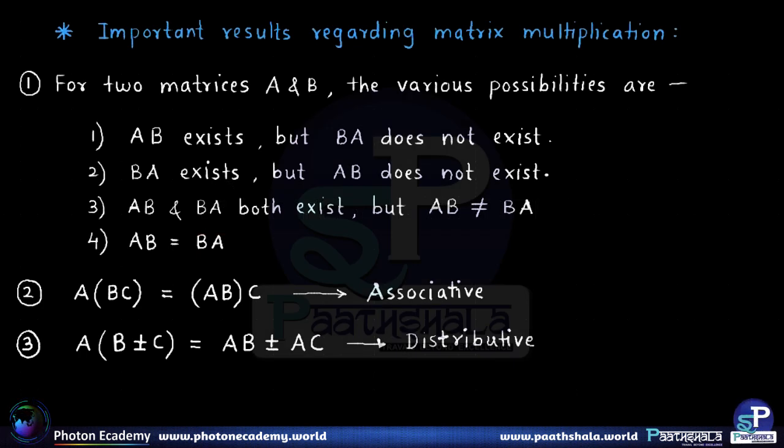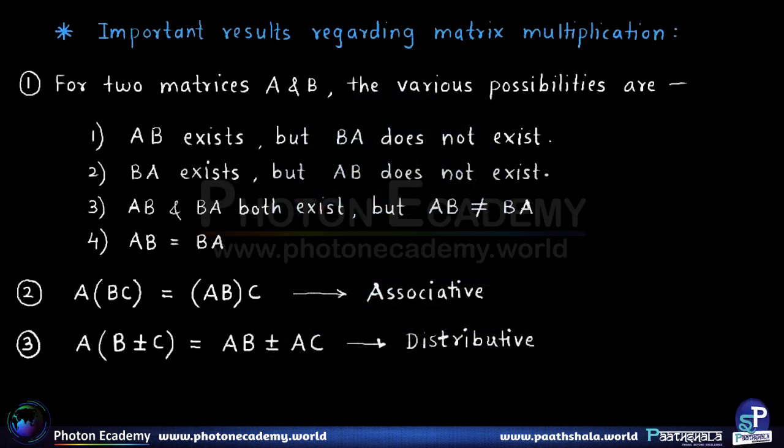So this third property basically means that matrix multiplication in general is not commutative. And the fourth case is, both AB and BA exist and they are equal, that is AB equal to BA. So these are the various possible cases for any two matrices A and B.